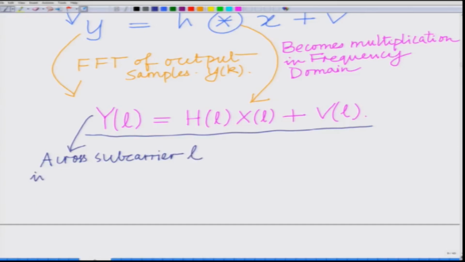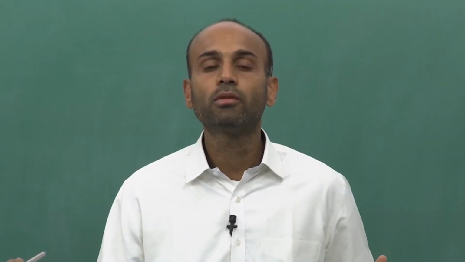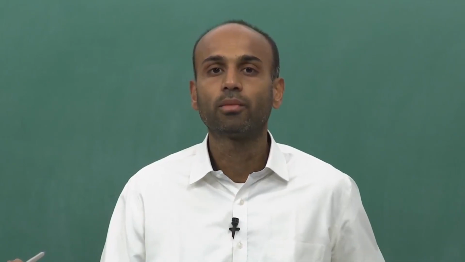So this is across subcarrier l in the frequency domain. This is something that you have to remember, that you take the FFT of the received output samples, because the channel is circularly convolved with the time domain samples. Therefore, in the frequency domain the corresponding channel coefficients are multiplied by the corresponding FFT coefficients of the samples, but the samples, remember, are generated by the IFFT of the symbols loaded on the subcarriers.